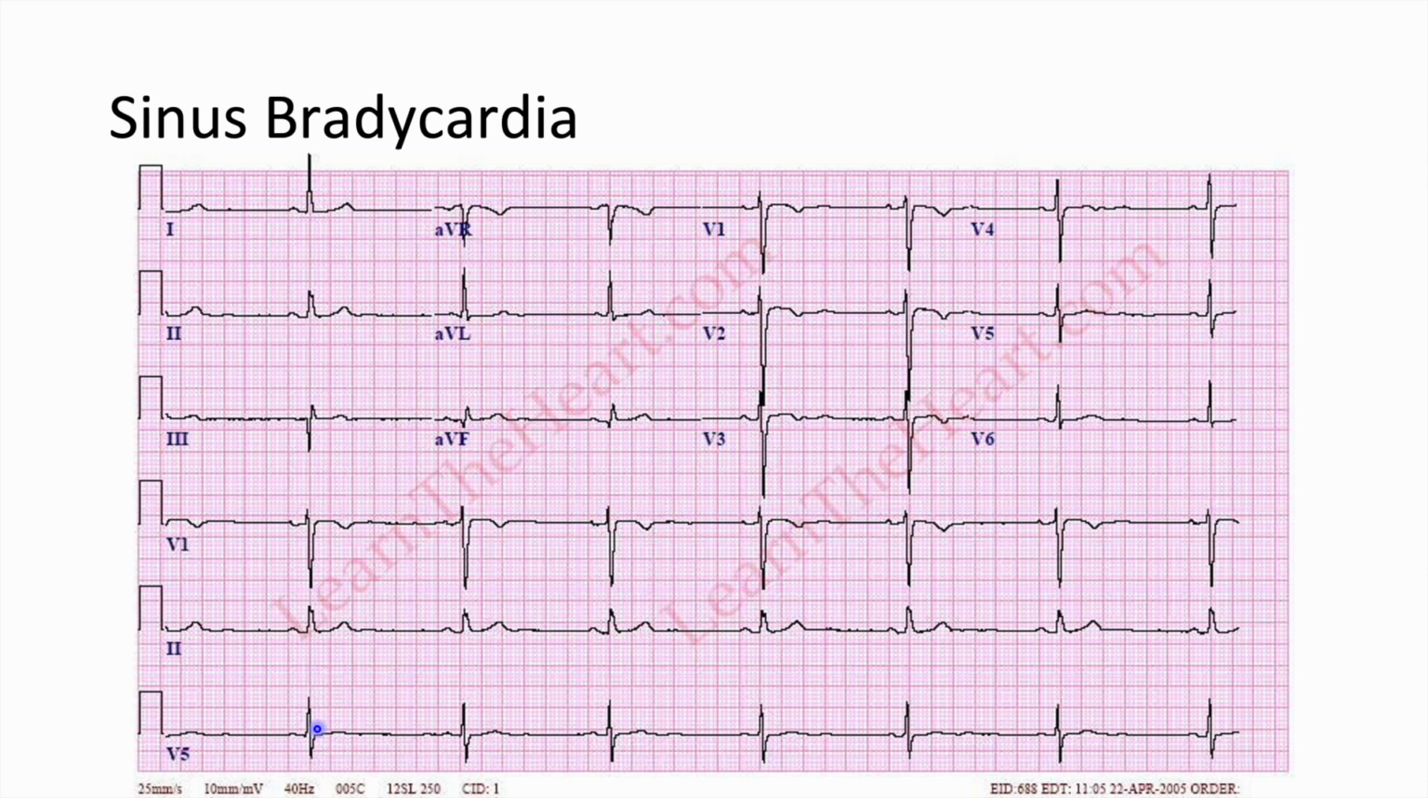So what's the rate? 1, 2, 3, 4, 5, 6, 7. 6 times 7 is 42. Below 60 is bradycardia, so this is just sinus bradycardia. And here's an example where you have your 12 leads, and then they put 3 rhythm strips here. So pay attention to what leads you're actually looking at.